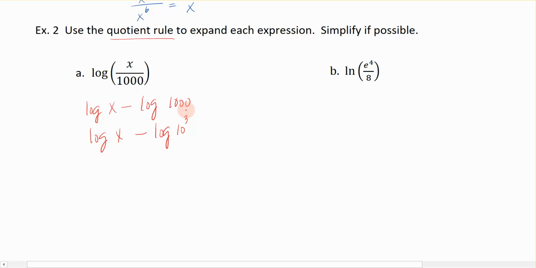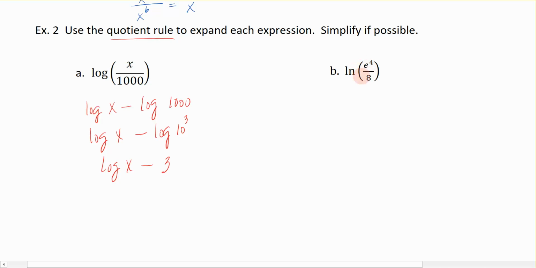So this allows us to use that inverse rule that says if the base, which is understood to be 10, and the argument, which is 10, are the same, then this expression evaluates to just 3. So this is log of x minus 3. And that's how we would simplify it.